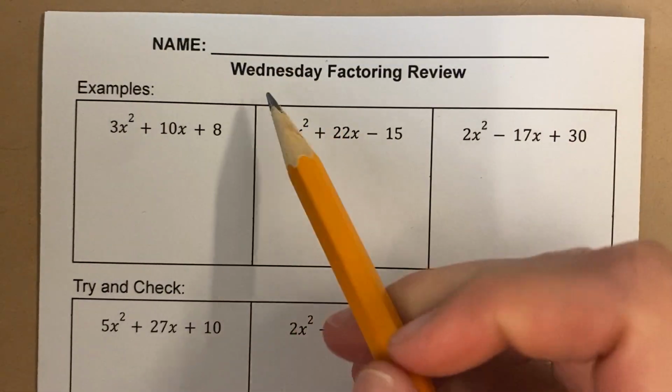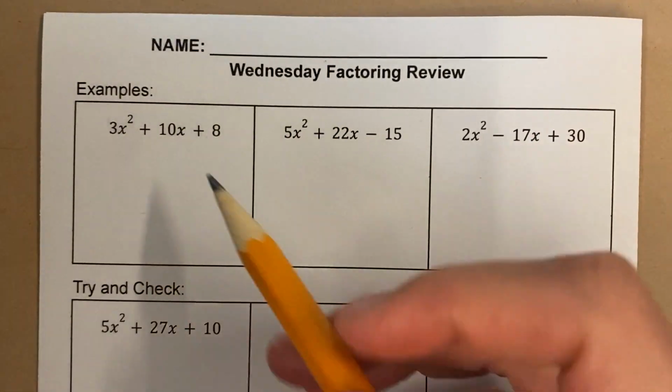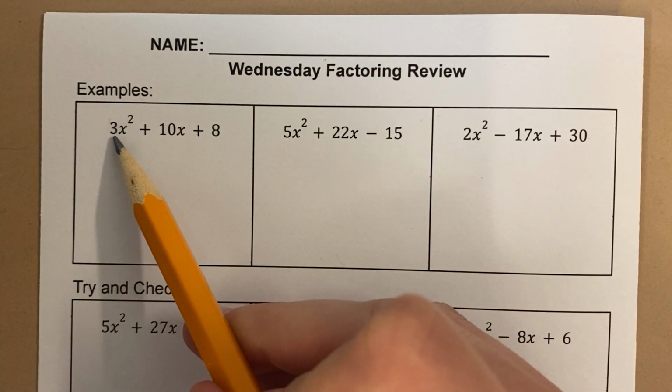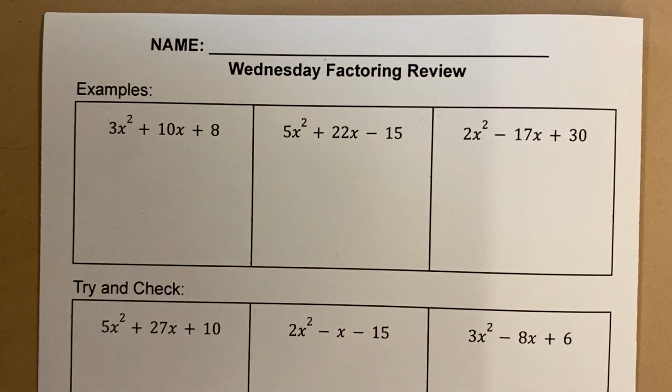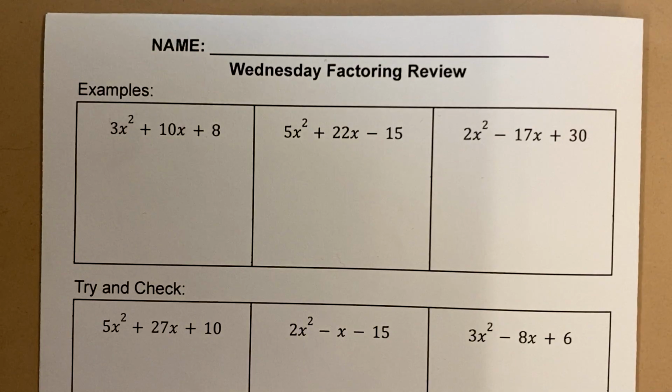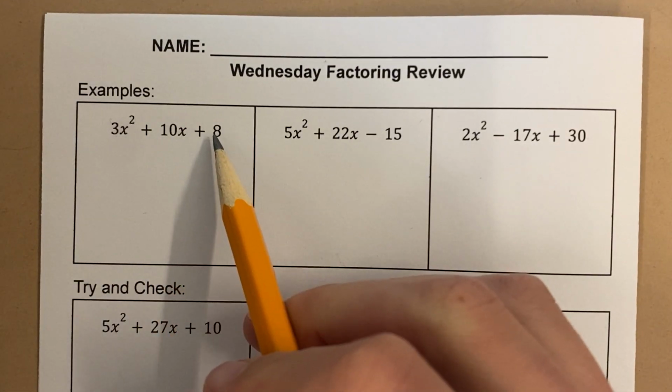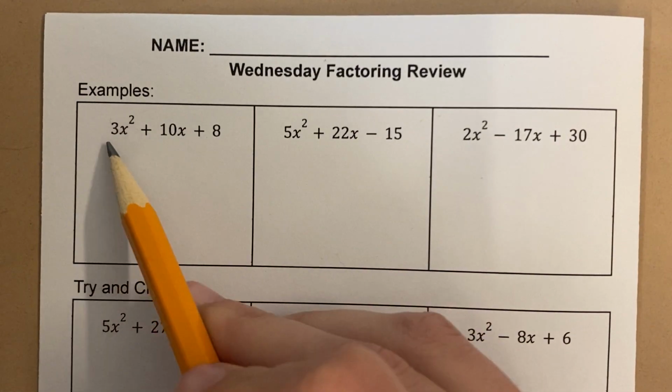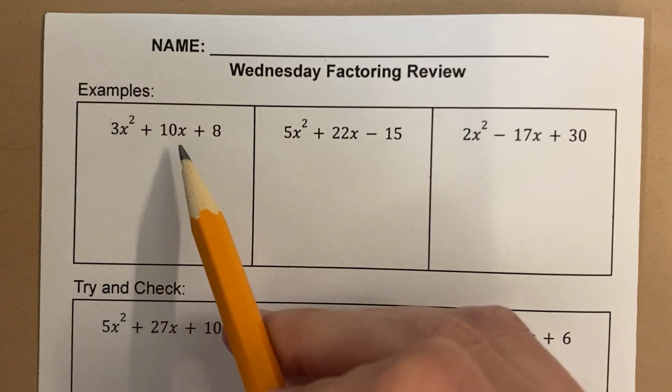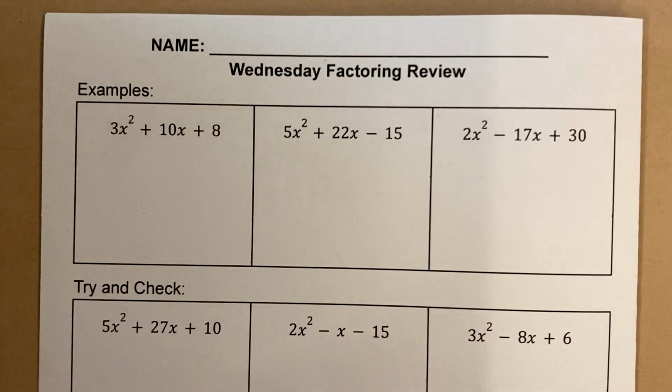All right, let's take a look at today's factoring. So remember yesterday I noticed, oh, when there's a number out in front, maybe there's a GCF, a greatest common factor. So I look and I say, okay, is there a number that multiplies to 3, 10, and 8? And the thing is, there's not, right? The only factors of 3 are 3 and 1, and 3 doesn't multiply to 10. So there's no greatest common factor here.